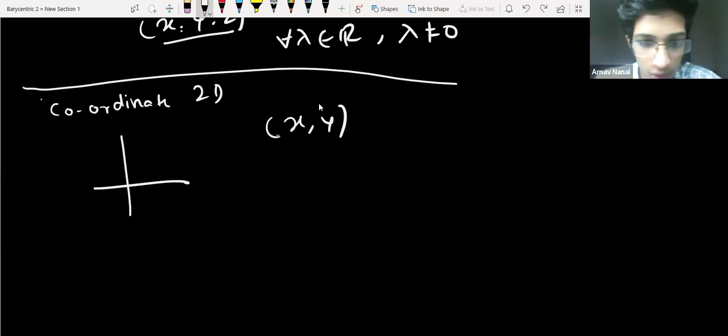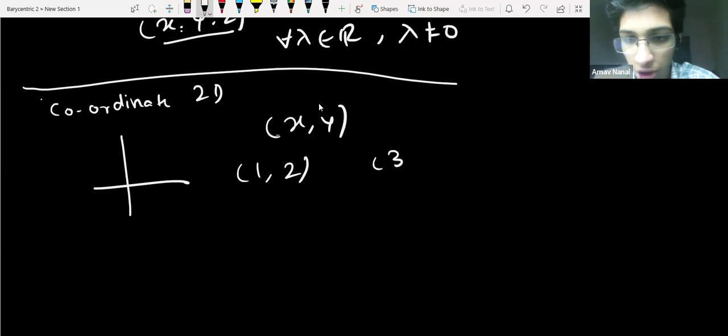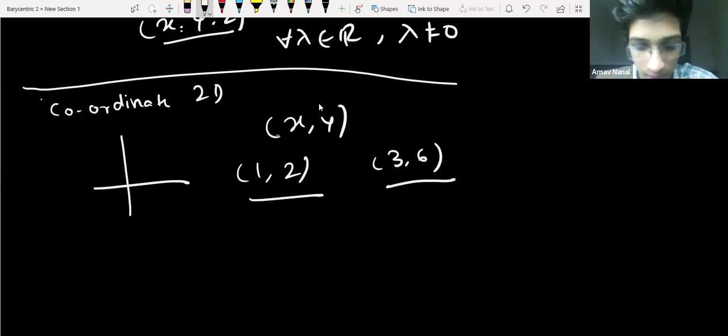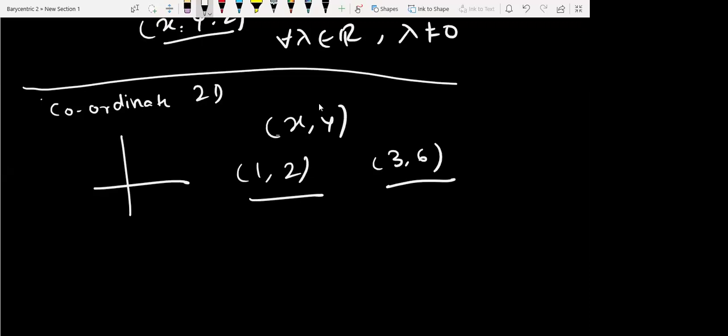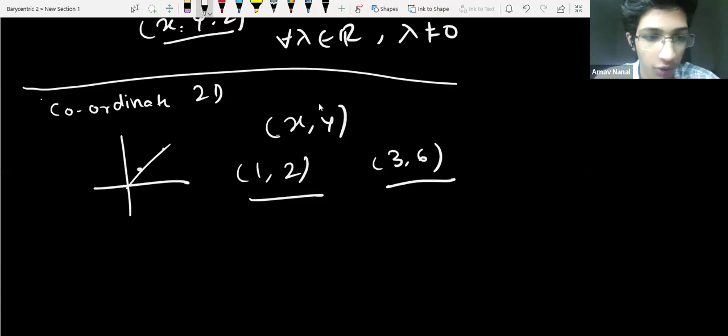If you have 1 comma 2, let's say, and you scale this by a factor of 3, you have 3 comma 6. These are obviously different points. So these are not the same points. Now what we do is add a third scalable coordinate z.